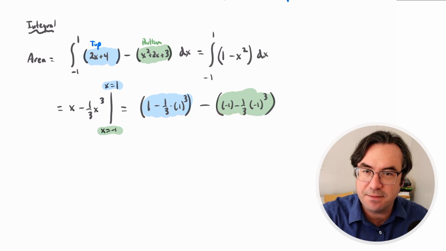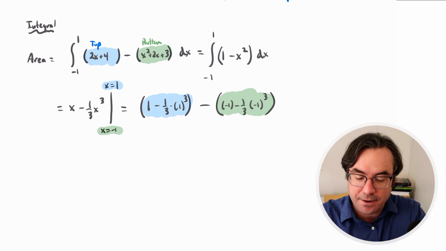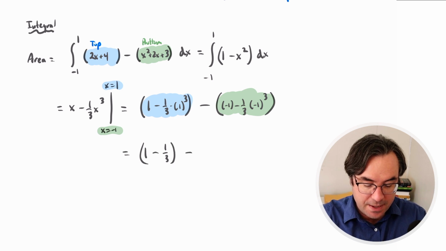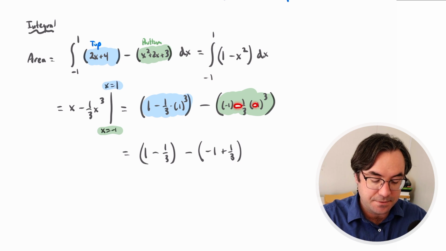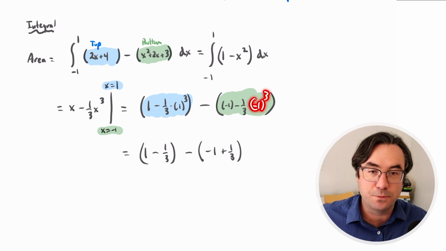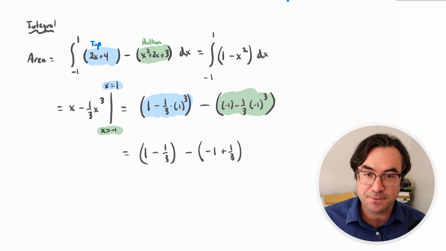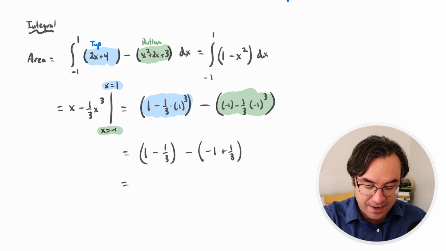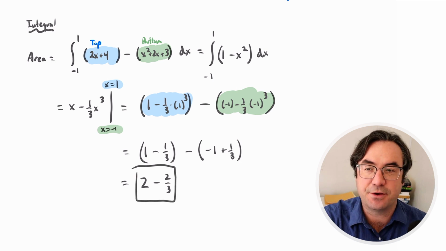And you don't have to simplify, but because these are all powers of 1 and -1, it's probably easy to simplify in your head. So that first thing would simplify to just 1 minus 1/3. And the second piece here would simplify to -1 plus 1/3. Because we have -1 cubed, this just simplifies to -1, and then the double negative becomes positive. And if we go a little bit further, this simplifies to 2 minus 2/3. And that's a positive value.